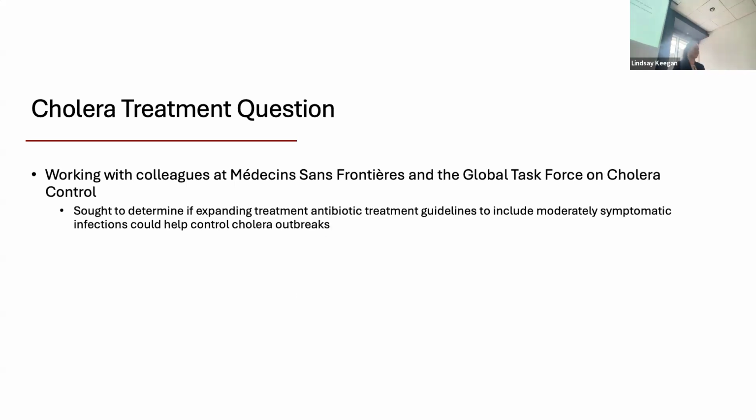But our colleagues from Médecins Sans Frontières reached out to us and said, could you use modeling to determine if expanding antibiotic treatment guidelines to include moderately symptomatic individuals could actually help control cholera outbreaks? So this is stemming from the idea that antibiotics reduce the duration of shedding, so they reduce the transmission in the population by up to 90%. And so if you take this big group of people, the moderate infections representing most cholera infections, you treat them, you make them less transmissible, they're not able to infect as many people, could that actually stop the outbreak or limit the outbreak? Could this be an opportunity for control?